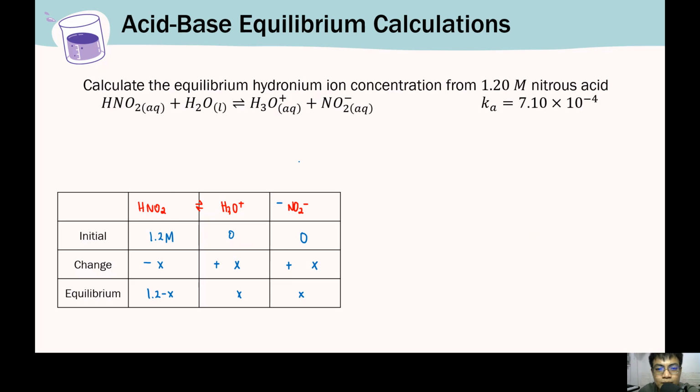After doing the ice table, you need to write the equilibrium constant. So that will be H3O plus, NO2 minus, and HNO2. Ayan, mga equilibrium concentration yan.